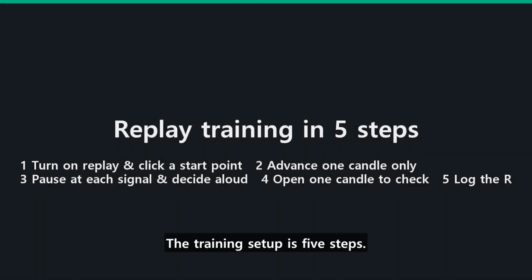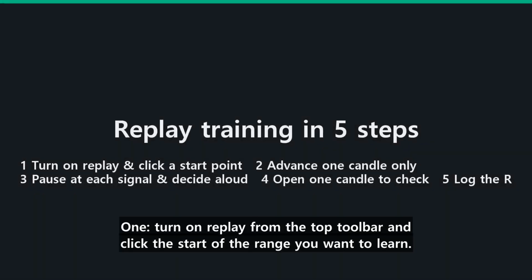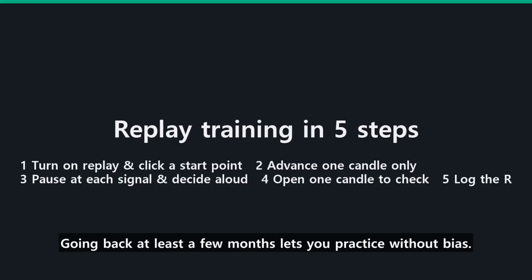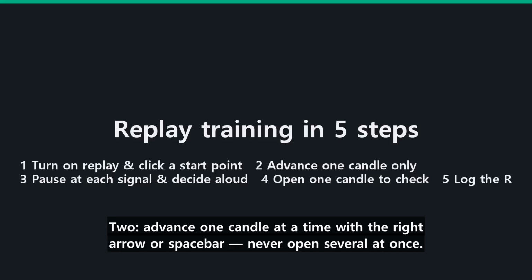The training setup is 5 steps. 1. Turn on replay from the top toolbar and click the start of the range you want to learn. Going back at least a few months lets you practice without bias. 2. Advance one candle at a time with the right arrow or spacebar. Never open several at once.